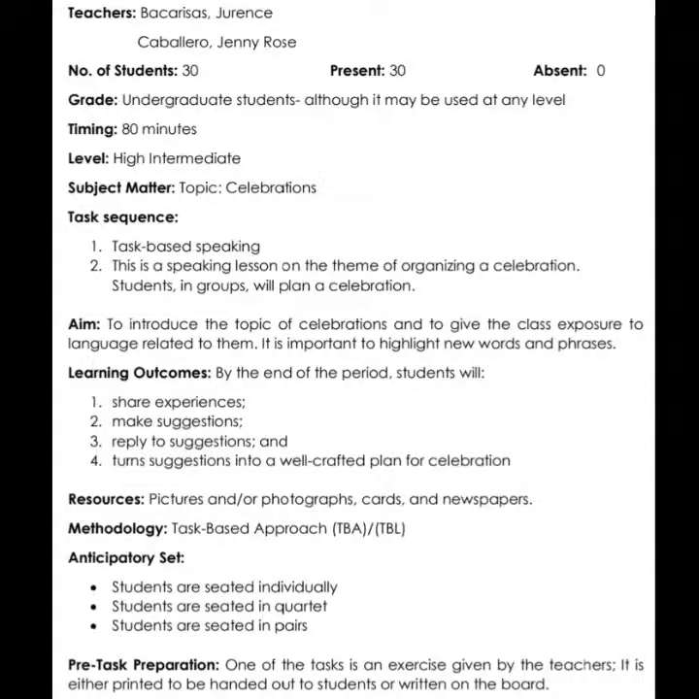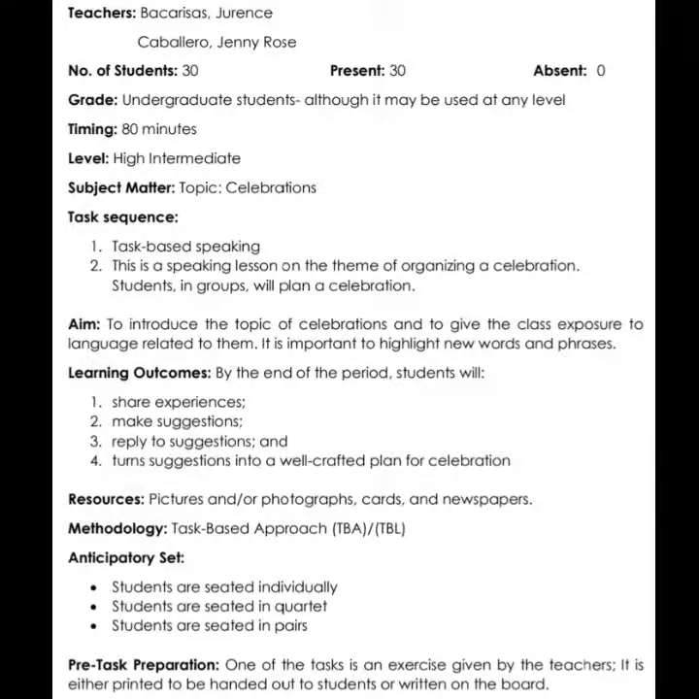As can be seen, choosing, sequencing, and implementing tasks will combine a focus on meaning and a focus on form. The lesson plan presented shows how learners go through a series of tasks in order to attain a final goal, which is to have a class celebration. The task sequence is a task-based speaking lesson on the theme of organizing a celebration, with the aim of introducing the topic of celebrations and giving the class exposure to language related to them.